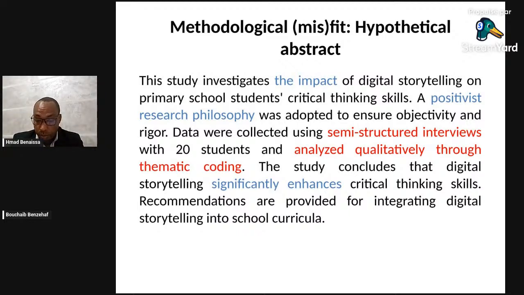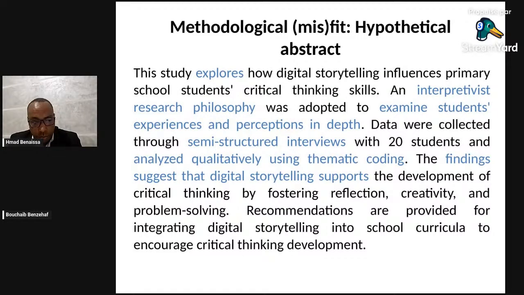So this abstract again illustrates a methodological misfit where the stated research philosophy, positivism, contradicts the chosen methods, qualitative interviews and thematic coding. Such inconsistencies can undermine the credibility of the research and its findings. Well, how can we improve this abstract? Well, this is an example.